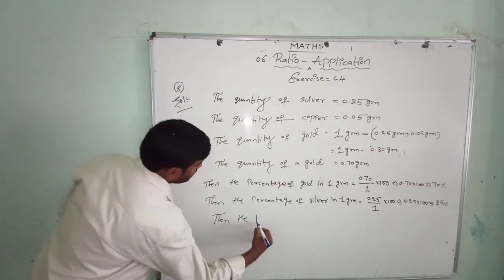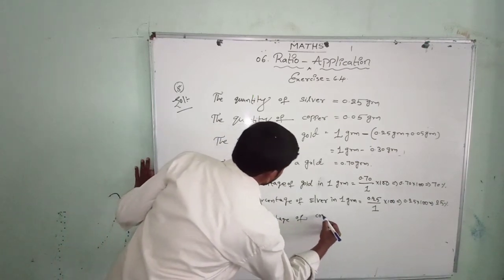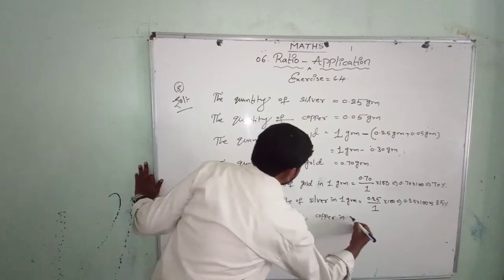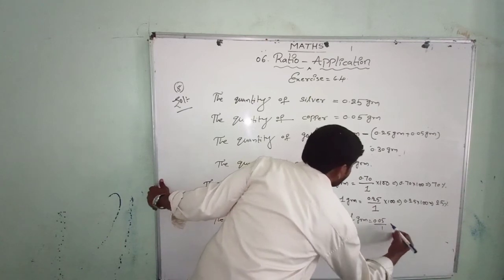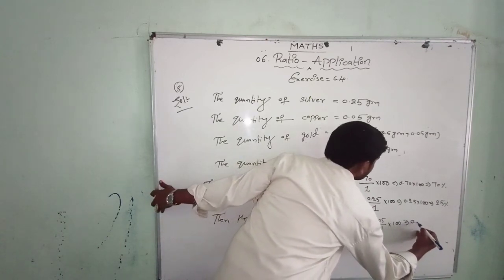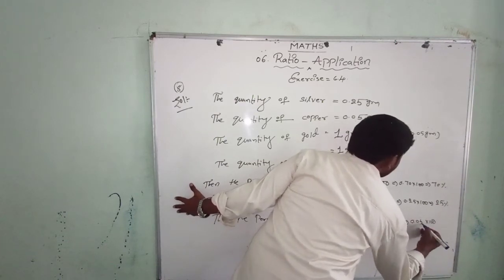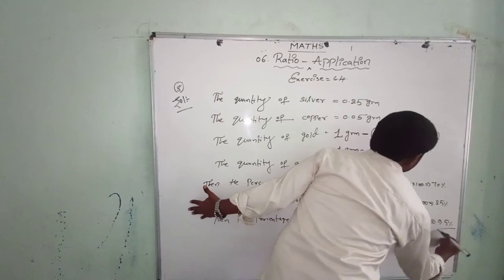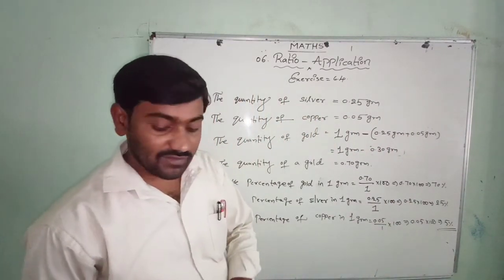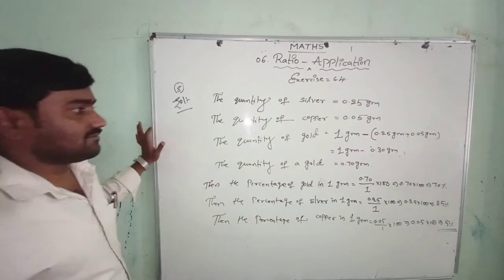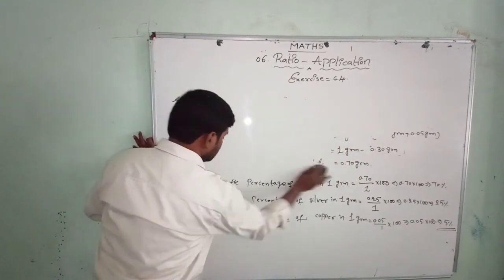Then the percentage of copper in 1 gram is equal to 0.05 by 1 into 100. That is equal to 0.05 into 100, that is equal to 5%. The total 70% plus 25% plus 5% will give us 100%. So there will be a last question.